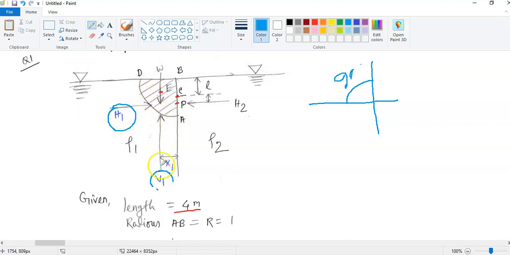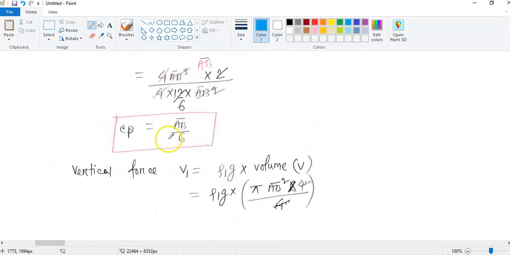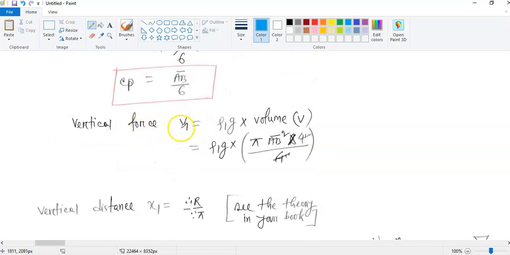Now the vertical force. Vertical force is acting this way. It is actually due to the weight, which is acting through the centroid. I said earlier, vertical force is the density, the gravity and the volume. This is the volume V. So here this is the quarter circle. So let's go to the vertical force V1. The vertical force is the density of the fluid, the gravity and the volume V.